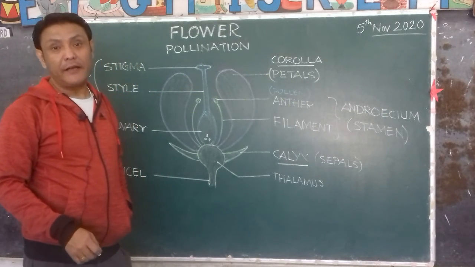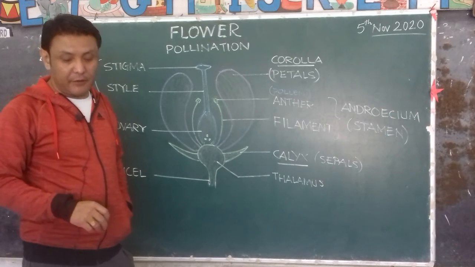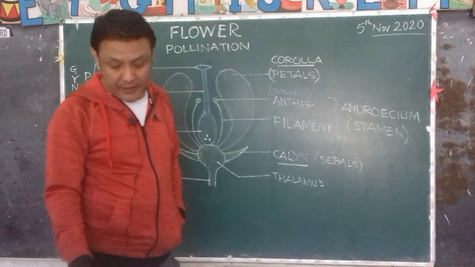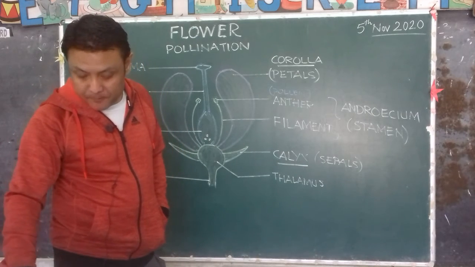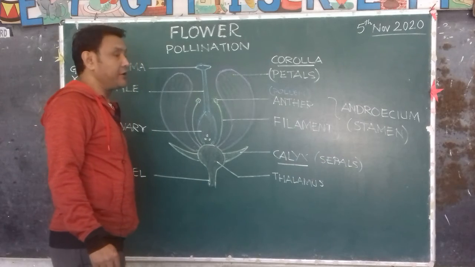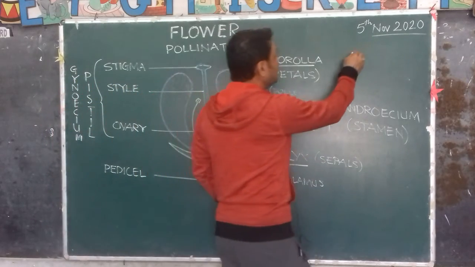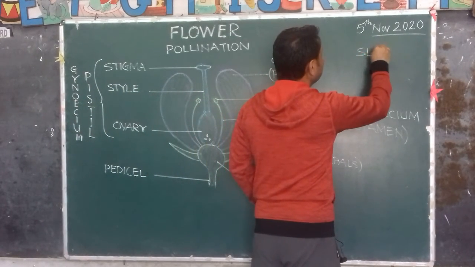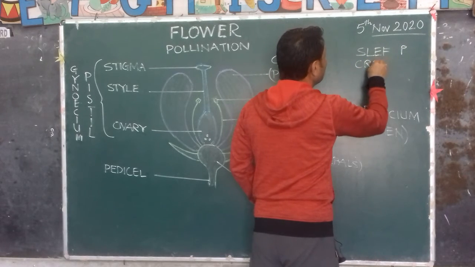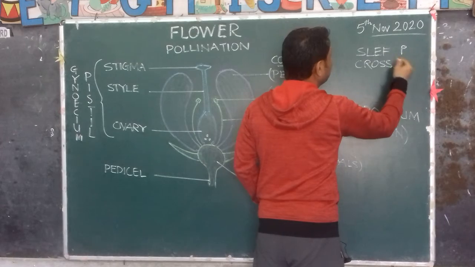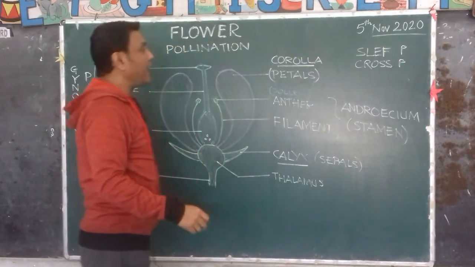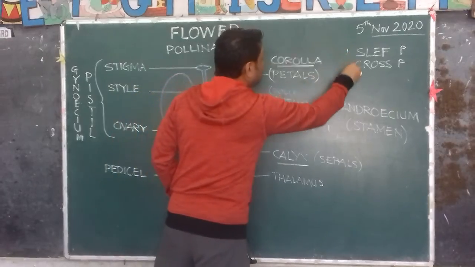pollination. Now, when we talk about pollination, there are two types. It's called self-pollination and cross-pollination. The self-pollination and the cross-pollination. Now what are they? I'll tell you the first one, the self-pollination.